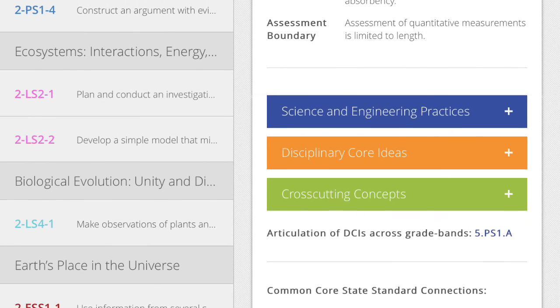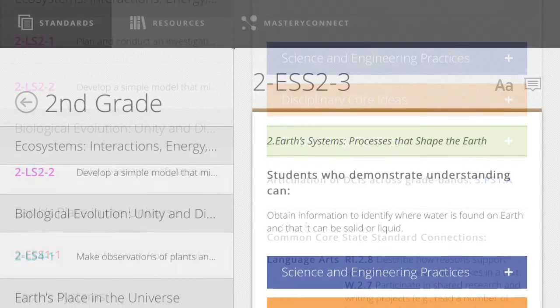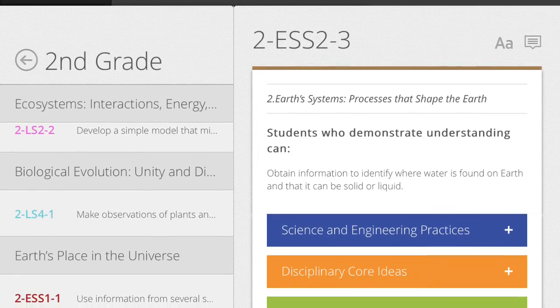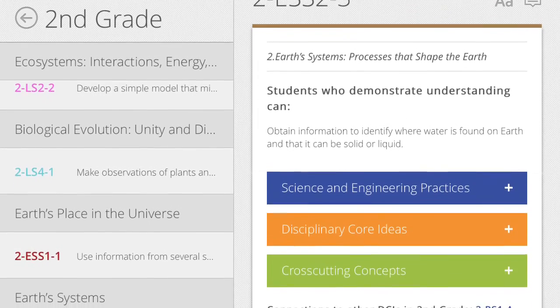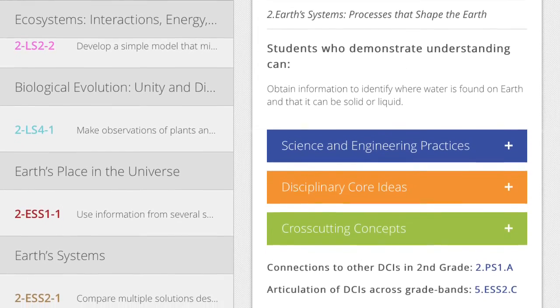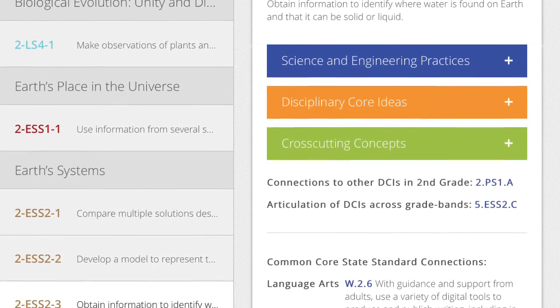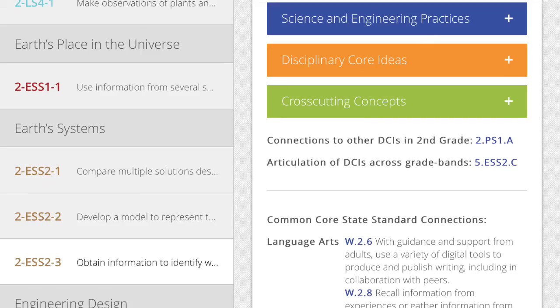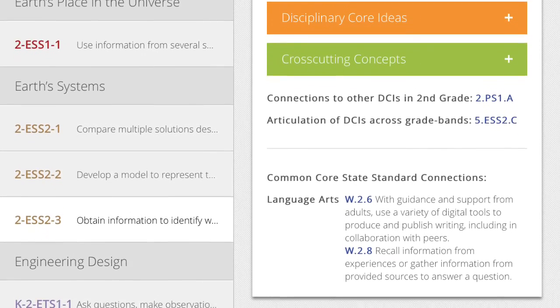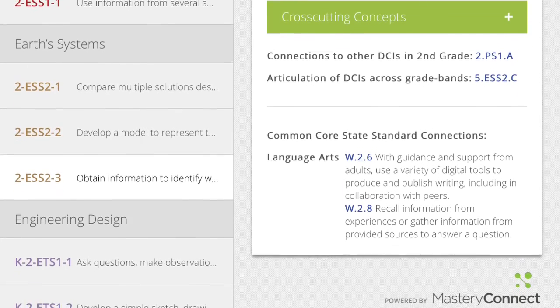My second lesson plan over clouds aligned with NGSS standard 2-ESS2-3, which was obtaining information to identify where water is found on Earth and that it can be a solid or liquid, or in my case, gas. My teacher wanted me to teach my lesson over clouds and informed me that this was the perfect standard that she wanted to align it with.